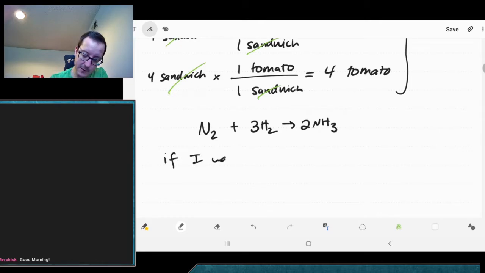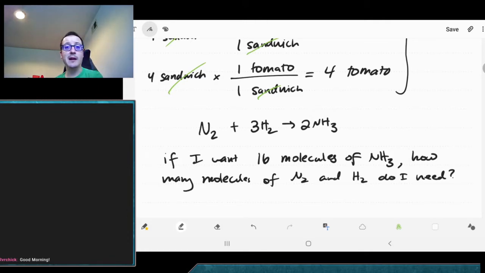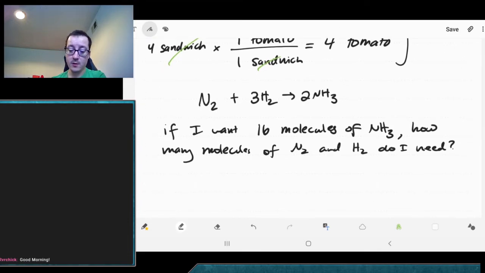So if I want, let's say, 16 molecules of ammonia, how many molecules of nitrogen and hydrogen will I need to do this? Our chemical reaction will tell us the ratios that we need to put together in order to get our product.